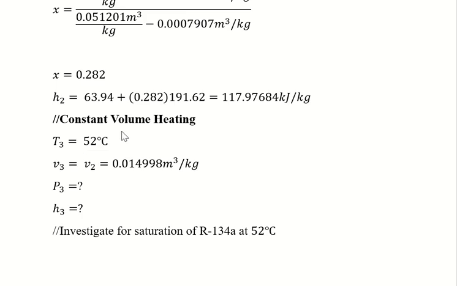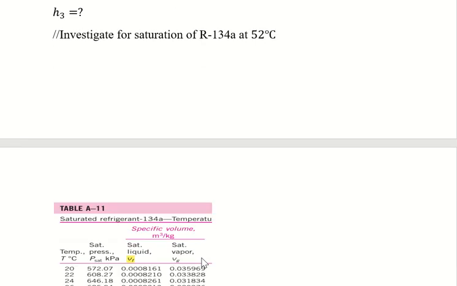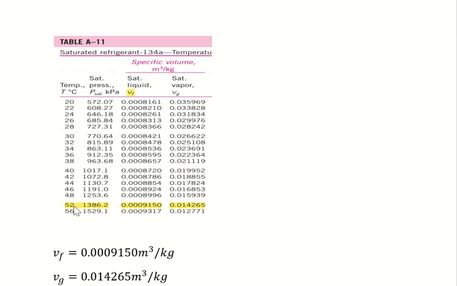and they attained a temperature of 52 degrees Celsius. And because we're working at a constant volume, the volume here is the same as V2. So they want us to go ahead and find pressure and enthalpy. The same steps we used in the previous step is what we're going to do here. We're going to investigate for saturation of our R134a at 52 degrees Celsius. So this is right here, and this is what you get.